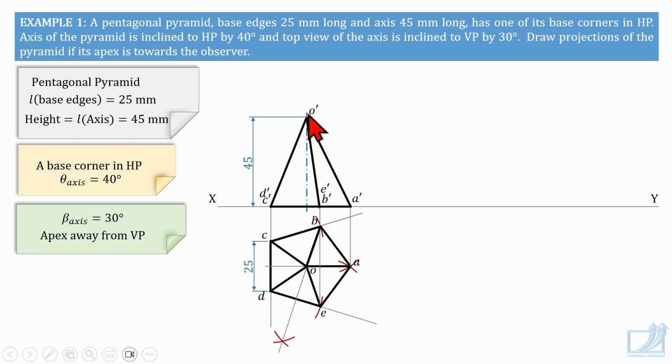Don't make the axis dark, because the axis is not an edge, it's simply an imaginary line. So the length of the axis, that is from the center of the base to the apex, is 45 millimeters. Length of the axis is nothing but the height of the object. Listen to me very carefully. As I told you, we are going to remember all our observations as points to remember to solve other problems on projections of solids.